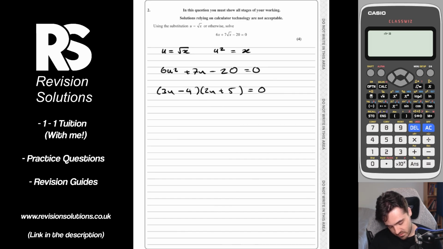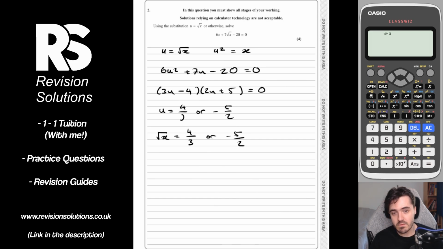So those factors work. So then we'd have u equals 4/3 or minus 5 over 2. And that's really the square root of x equals 4/3 or minus 5 over 2. But now we have to think, does it make sense for the square root of x to ever equal minus 5 over 2? Can we ever square root a number and get a negative out? Well, not for real numbers. So we're going to ignore that solution and just do the 4/3.